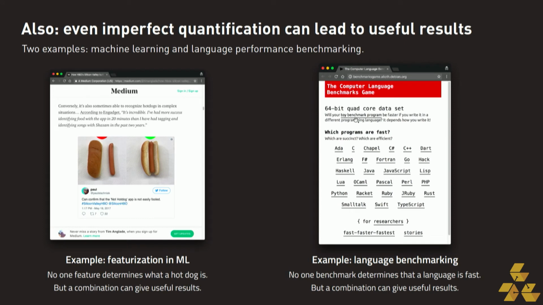As an analogy, if anybody remembers or has used the Computer Language Benchmarks Game, they know that benchmarks are imperfect. A benchmark does not say a computer language is fast. It says it is fast on this benchmark. In the same way, the Nakamoto coefficient doesn't say this coin or this token is decentralized. It says it is decentralized on this benchmark. That is to say, it has 1,000 different miners who you need to compromise to get to 51%. Hence, it's decentralized on this benchmark. So no one benchmark determines that a language is fast, but a combination gives useful results. And the same thing with machine learning, there's no one thing you can say to determine whether something's a hot dog or not, but a combination gives useful results, if you guys have seen this, right? So imperfect quantification can lead to useful results.